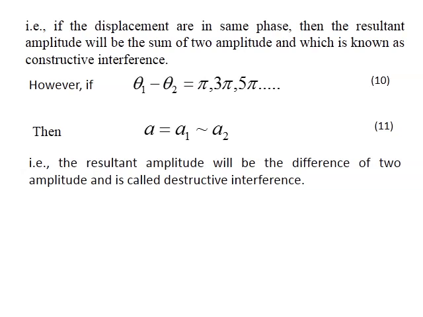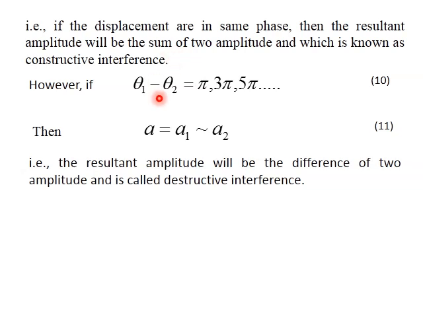So that is to say, if the displacements are in the same phase, then the resultant amplitude will be the sum of the two amplitudes, which is known as constructive interference, that is A = A1 + A2.